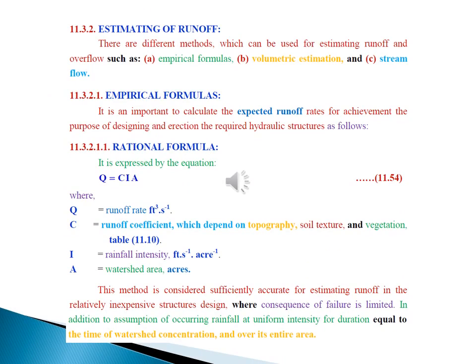Estimation of runoff. Really, there are different methods which can be used for estimating runoff and overflow, such as empirical formulas, volumetric estimation, and stream flow. Number 1. Empirical formula. Really, it is important to calculate the expected runoff rates for the purpose of designing and erecting the required hydraulic structure, as shown in the enclosed equations and table. Look, my dear, this method is considered sufficiently accurate for estimating runoff in relatively inexpensive structure design.